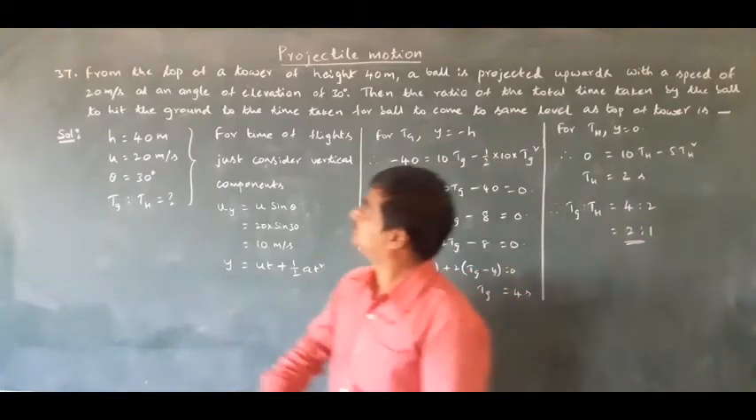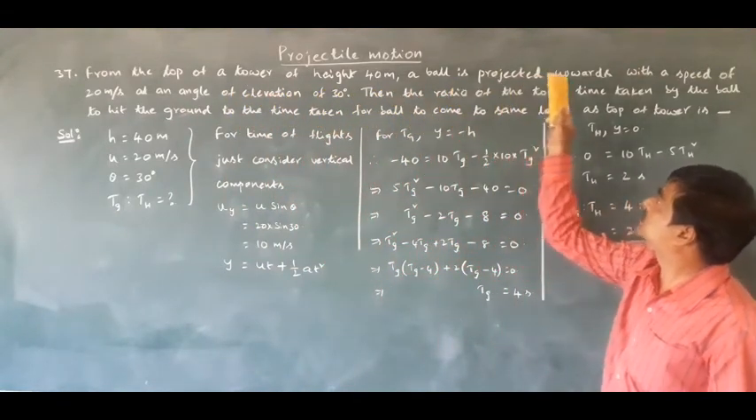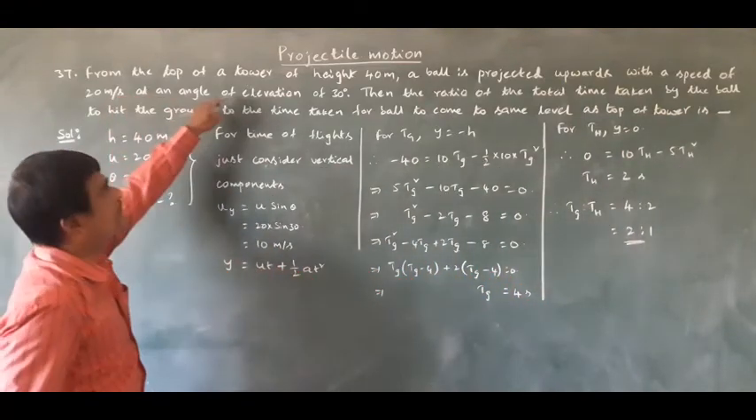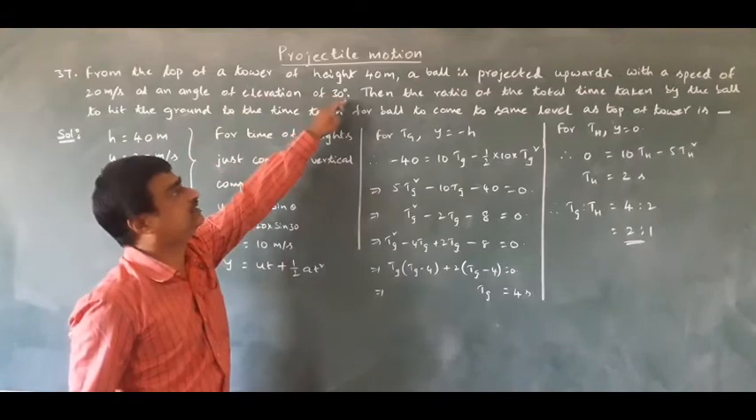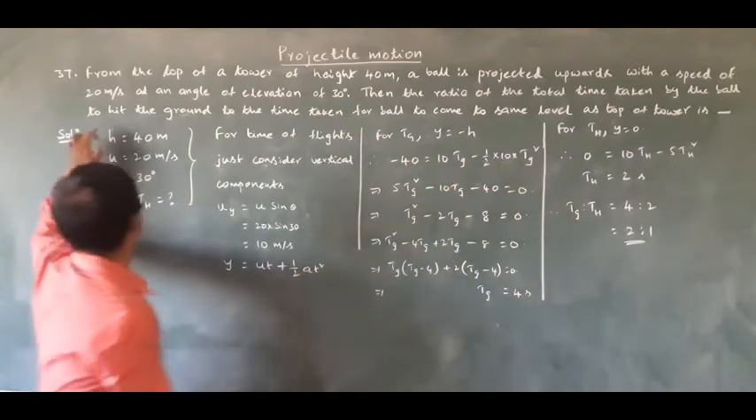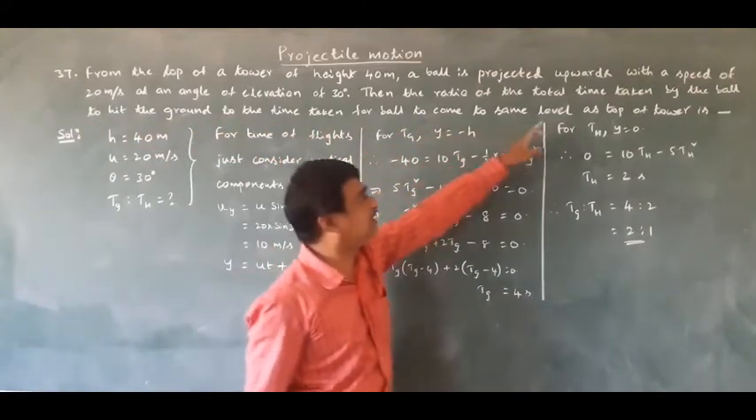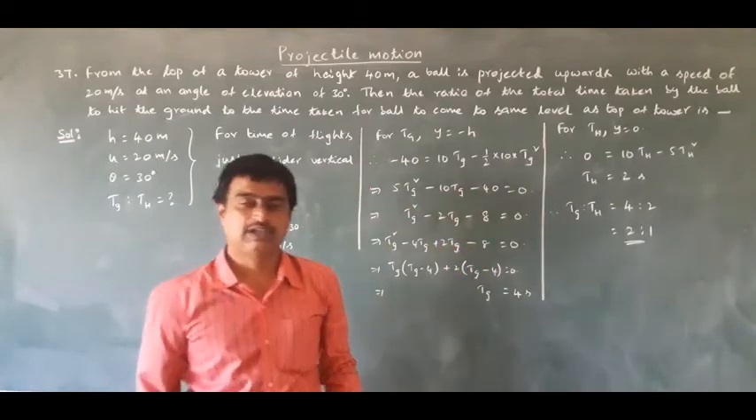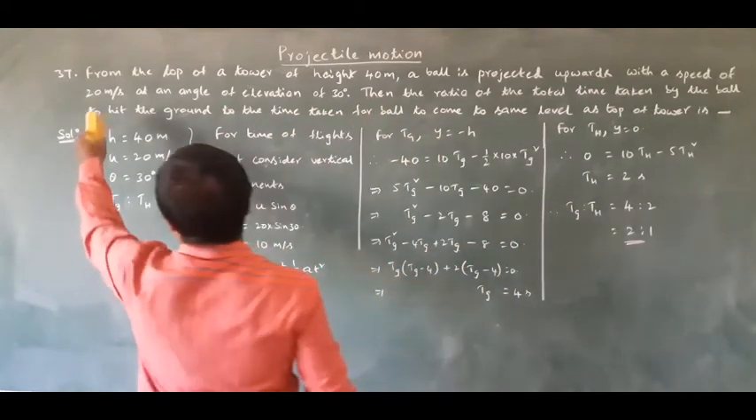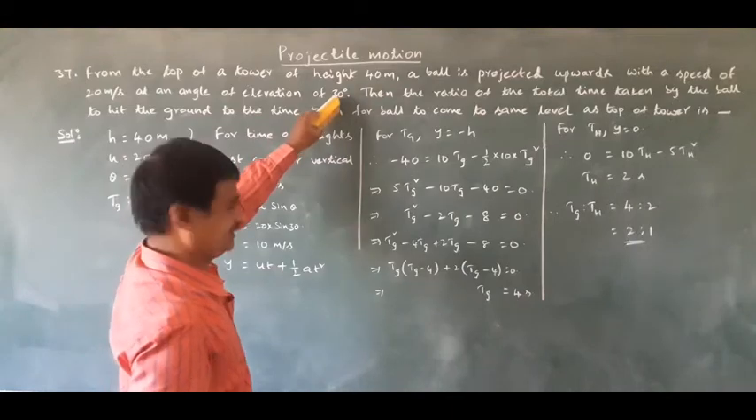Okay, next problem. From the top of tower of height 40 meter, a ball is projected upwards with a speed of 20 meter per second at an angle of elevation of 30 degrees. Then the ratio of total time taken by the ball to hit the ground to the time taken for ball to come to same level as top of tower is. Okay, a ball is thrown with a velocity of 20 meter per second from a tower of height 40 meter at an angle 30 degrees.